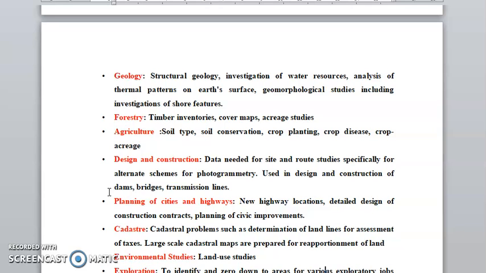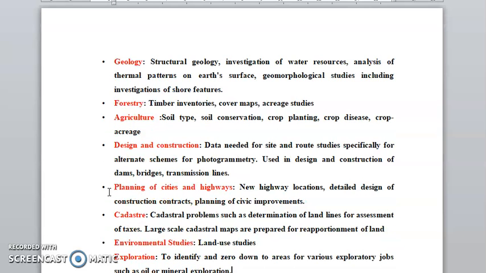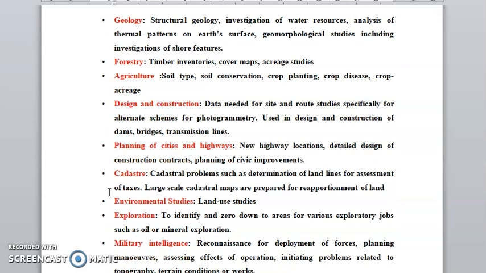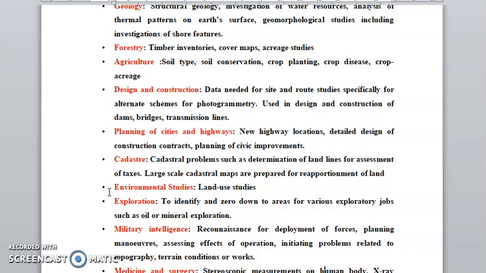Next one, exploration: to identify target areas for various exploration jobs such as oil and mineral exploration. Next one, military intelligence: reconnaissance for deployment of forces, planning maneuvers, assessing the effect of operations, solving problems related to topography and terrain conditions, for military works.